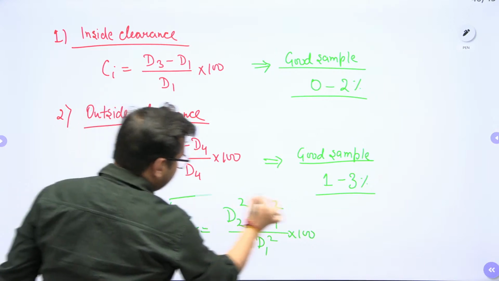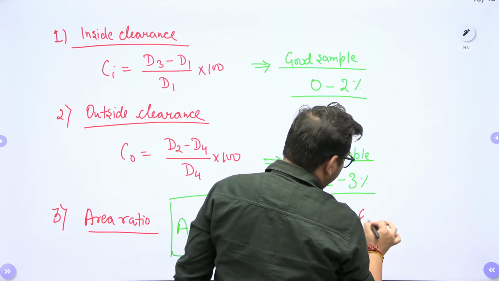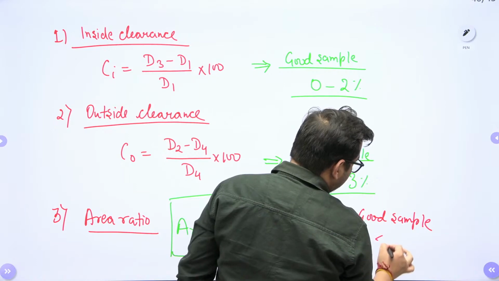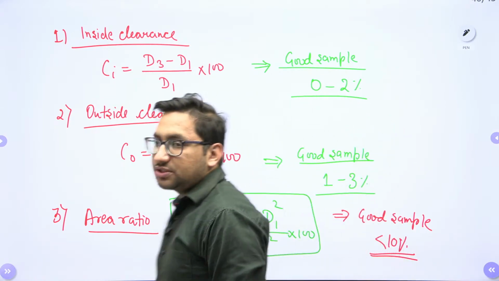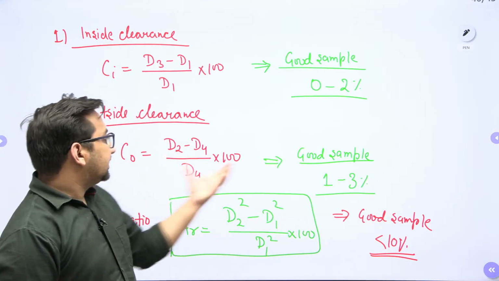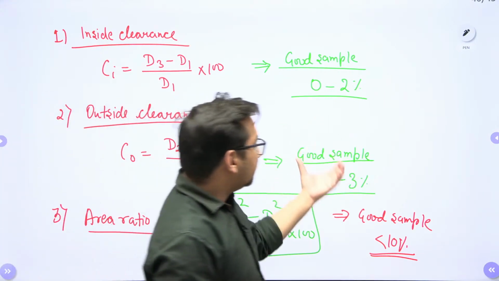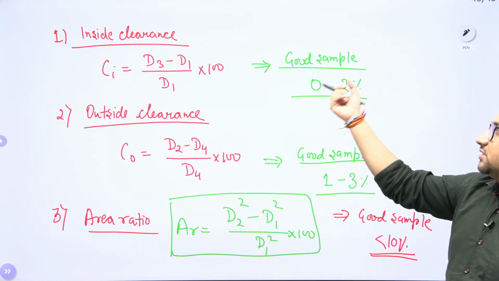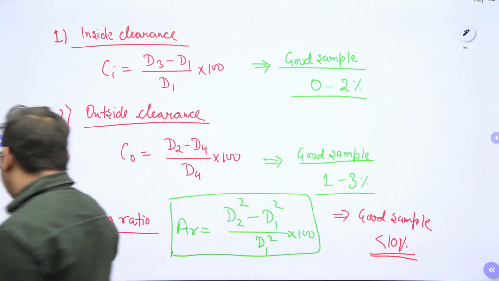So that is your area ratio. Again, for a good sample, you can remember that this area ratio should not be greater than 10%. If this value is less than 10%, you can say my sample is a good sample. This is the value for your outside clearance. If this value lies in between this, you will say I'll get a good sample. Similarly, if inside clearance is in between 0 to 2, you will say this sampler will give me a good sample. Clear?